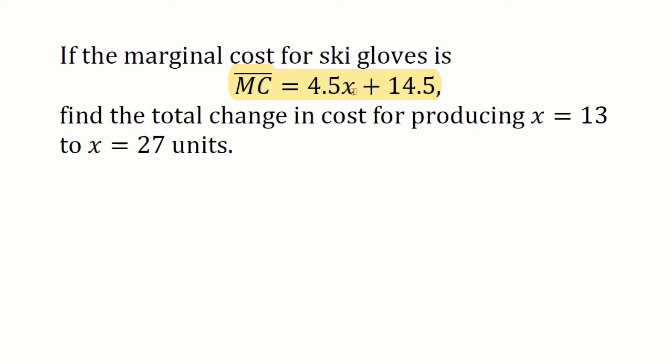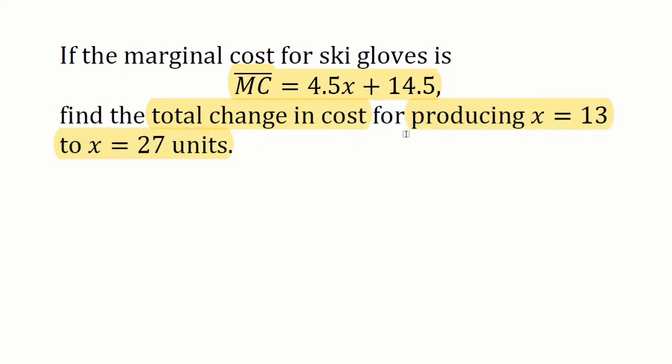I apologize for a little bit sketchy description of my example right here. But this function models the instantaneous rate of change of cost at any x units. Formally speaking, that's the marginal cost for our company. Okay, and now from this modeling function, the simple question is just to find the total change in cost for producing x equals 13 to x equals 27 units.